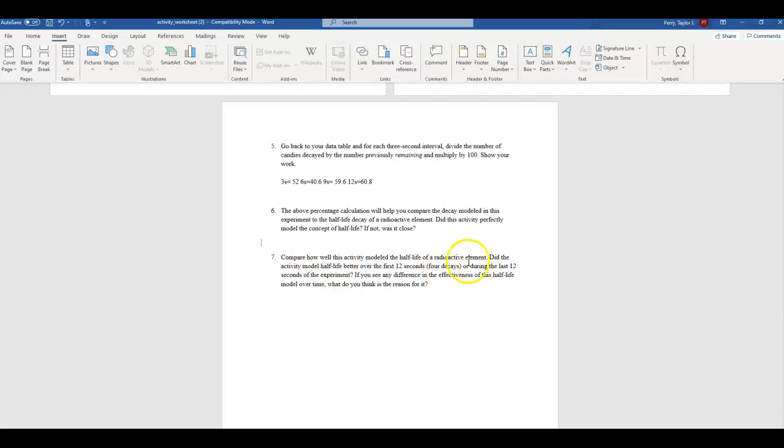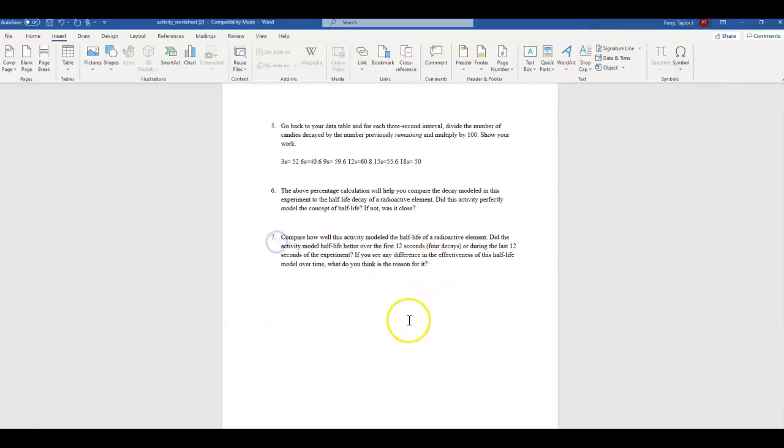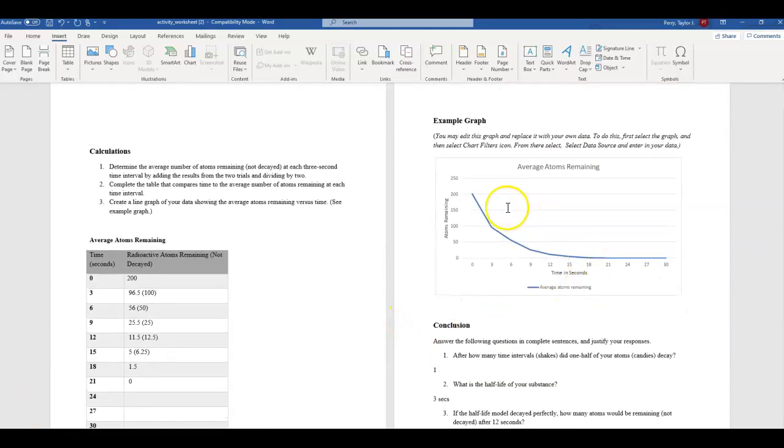And then let's see here. Compare how well this activity modeled the half-life of a radioactive element. Did the activity model half-life better over the first 12 seconds or during the last 12 seconds of the experiment? If you see any difference in the effectiveness of this half-life model over time, what do you think is the reason for it? For this question, what I would have you do is just look at the graph. Like, what's more noticeable, this side of the graph or this side of the graph? Because this side, I can really see these changes. It's very obvious, but the smaller our number gets, the smaller our sample size. You see how it's a lot harder to tell the difference over on this side than it is on this side.